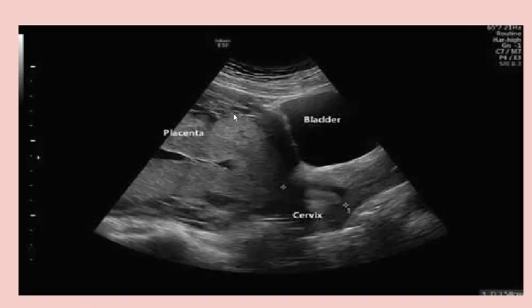This is a trans-abdominal ultrasound. You can see the bladder, you can see the placenta. As I said, if you can trace the placenta from the mid-uterine part, you can see its extension down to the lower uterine segment and even in front of the internal os. I would like to ask, what do you think is the class of placenta previa this is? Write your answer in the comments.